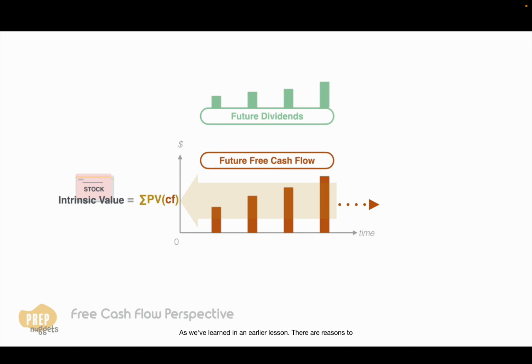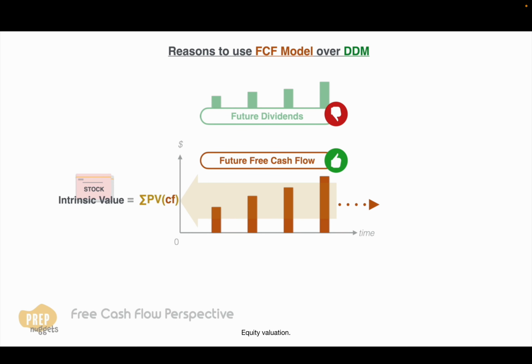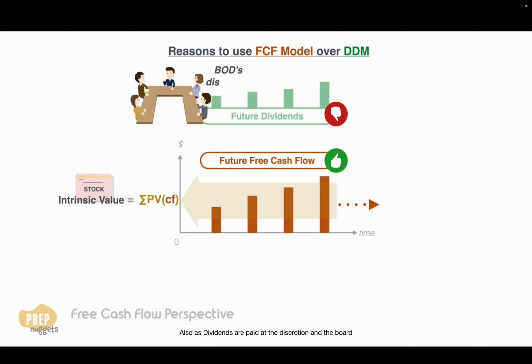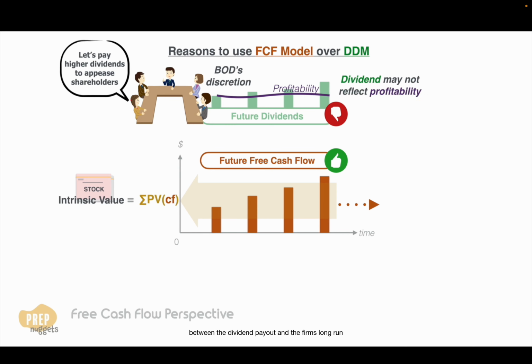As we've learned in an earlier lesson, there are reasons to prefer to use free cash flow rather than dividend for equity valuation. The most obvious reason is that some of these firms pay little or no dividends, so it will be difficult to estimate and model future dividends. Also, as dividends are paid at the discretion of the board of directors, there could sometimes be no clear alignment between the dividend payout and the firm's long-run profitability.